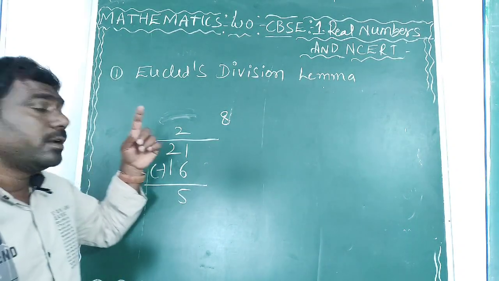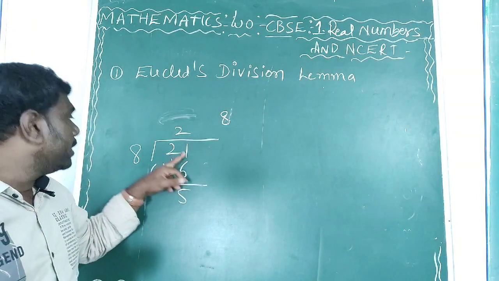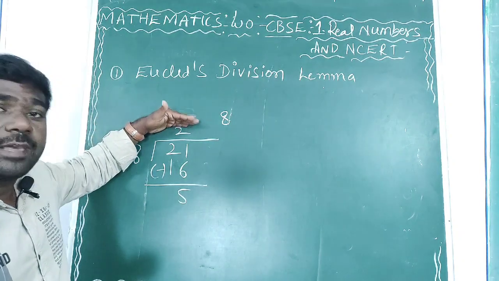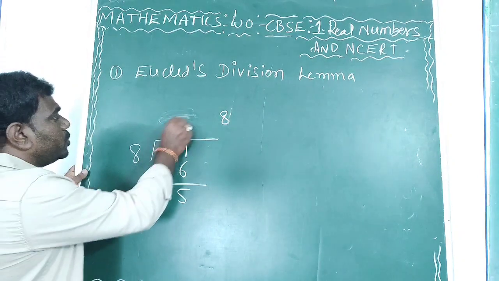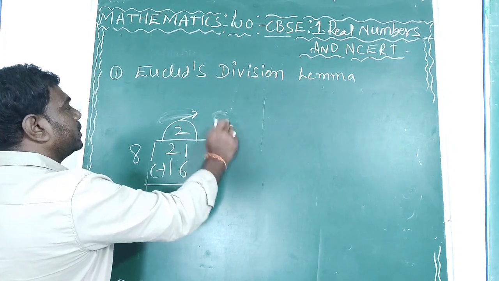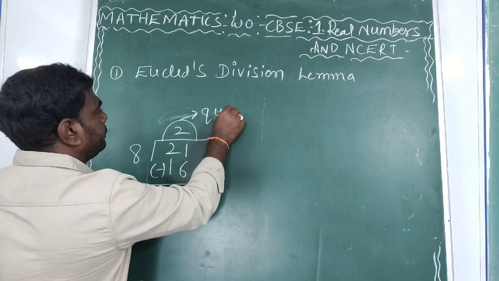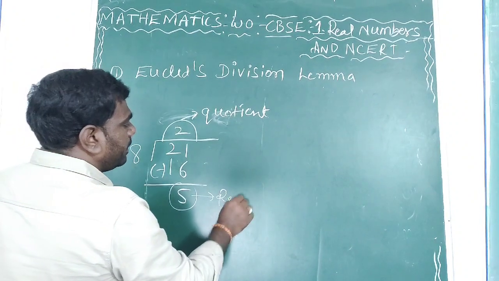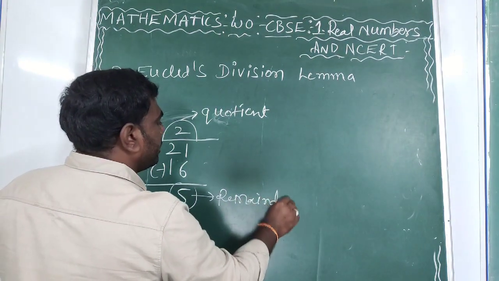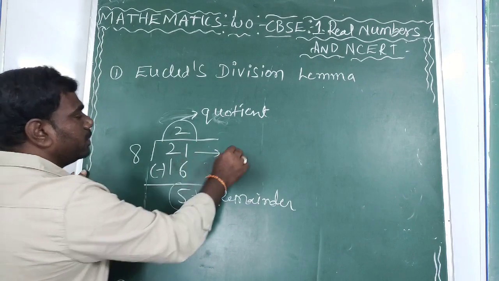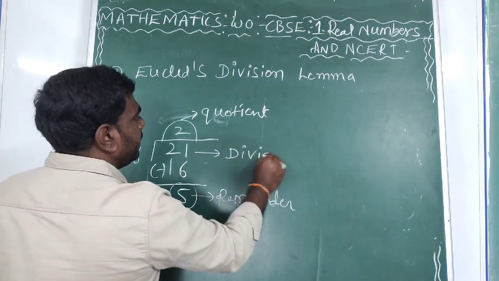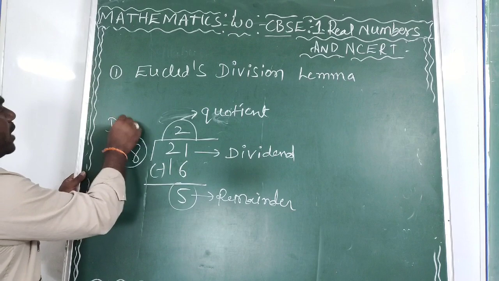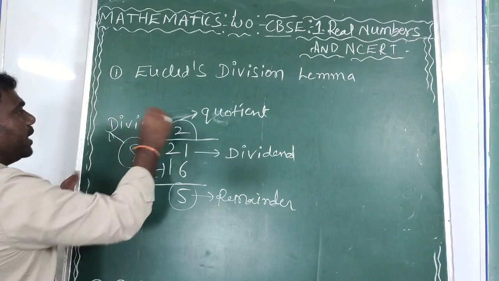Now, when we divide 21 by 8, we got two answers. One is 2, and another one is 5. This 2 is called the quotient. The 5 is called the remainder. Now here we already know the bigger number, 21, is the dividend, and 8 is called the divisor.